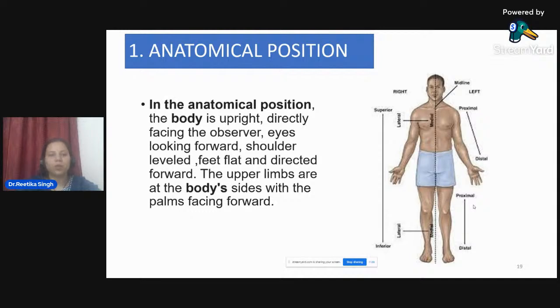Now the language and terms which we are going to use in anatomy are the anatomical positions. First one is the anatomical position. It is the position of the body in which the body is upright, directly facing the observer, eyes looking forward, shoulders leveled, feet flat and directed forward, and the palms facing forward. As you can see in the image also, palms are facing forward, shoulders are level, and the body is in upright position. This is known as the anatomical position.